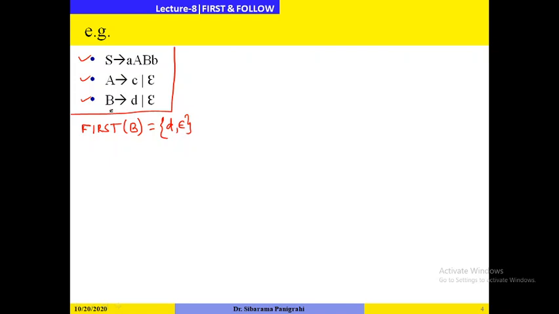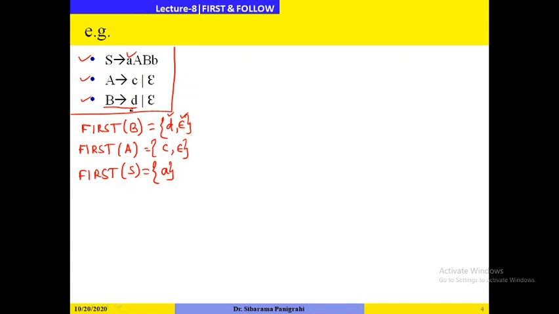Absolutely correct. So you have to look at the production whose left hand side contains B. So there is a production B gives D. So from that you will get D. There is another production B gives epsilon. From that you will get epsilon. Similarly, the first of A is nothing but C epsilon. Now similarly, the first of S. It starts with a terminal A, so you will get A.